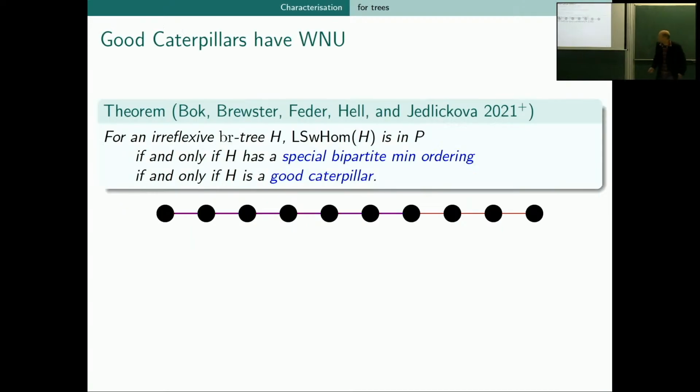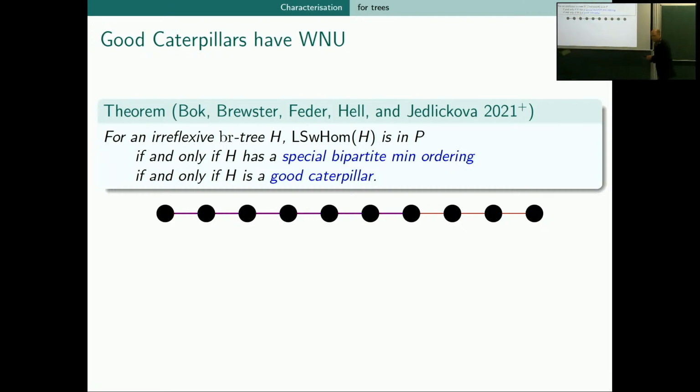But luckily, there's a lot of work done. So Bach, Brewster, Feder, Hell, and Jedlikova actually characterized the red-blue trees for which the list homomorphism problem is polynomial time solvable. Right, so I'm going to explain the characterization for irreflexive graphs. So here's the characterization. They say an irreflexive blue-red graph H, switch hom is in P if and only if it has what's called a special bipartite min ordering, and if and only if the graph is a good caterpillar. So I'll describe this first.